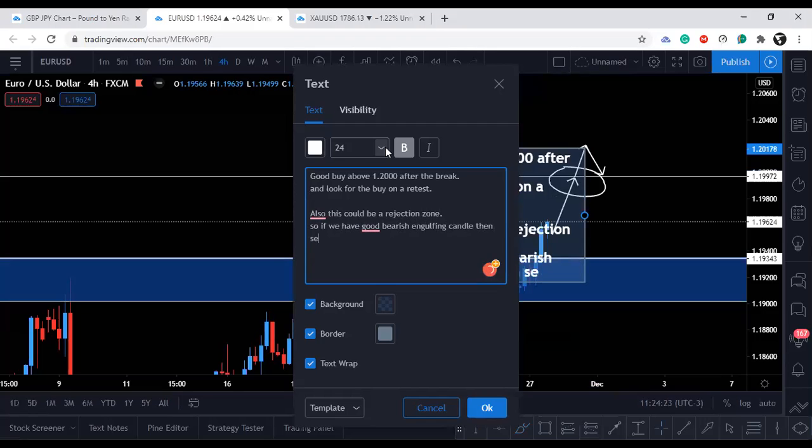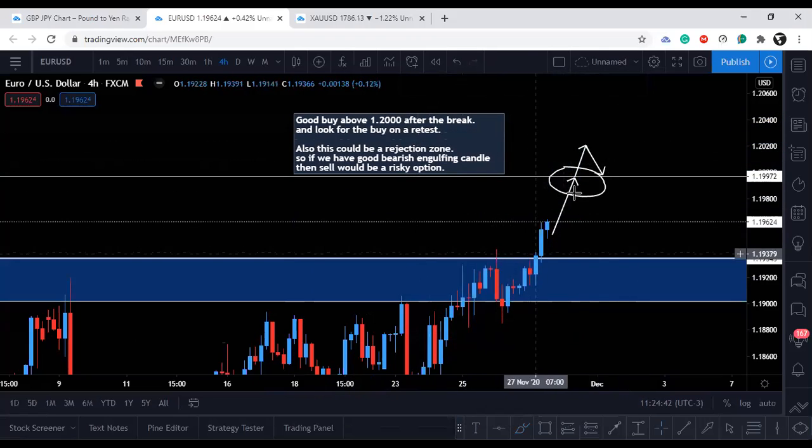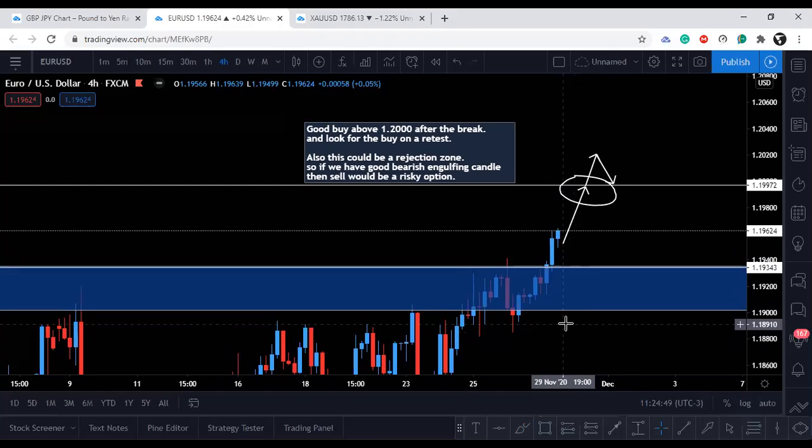candle, then sell would be a good option, but sell would be a risky option. Sorry, sell is a bit risky option, but it can be played out. But buy would be a good option. So let's see how price behaves at this session, and then we execute our trade. I think a good buy would be at this level too.